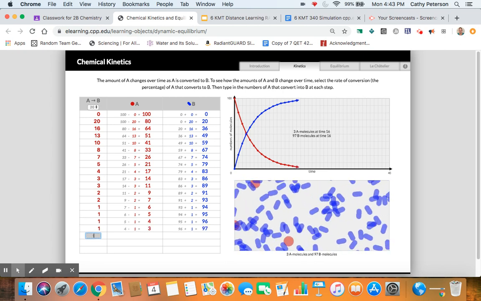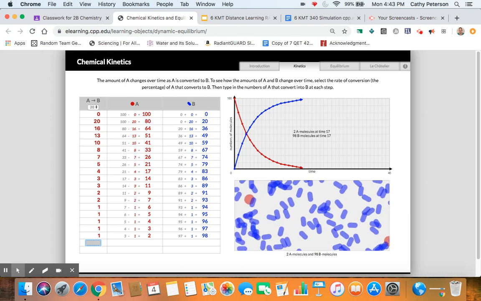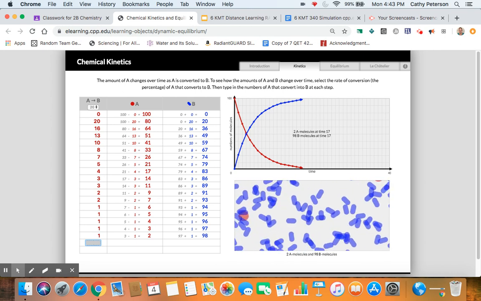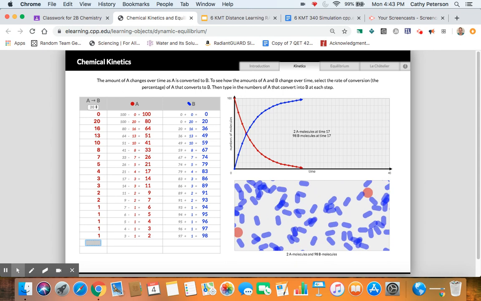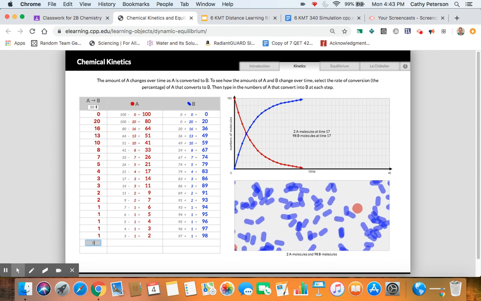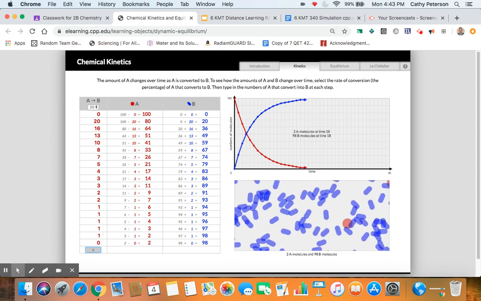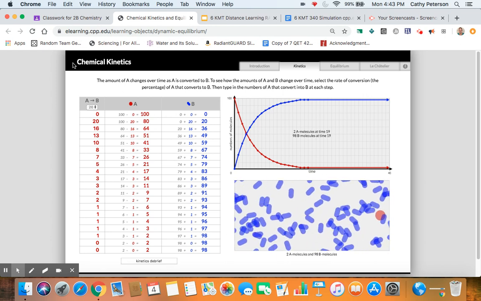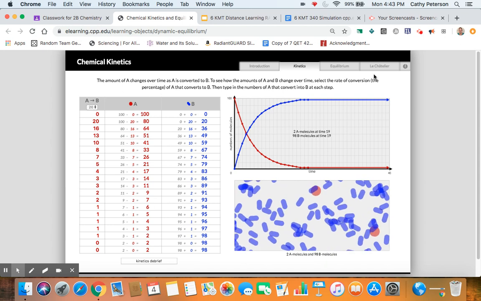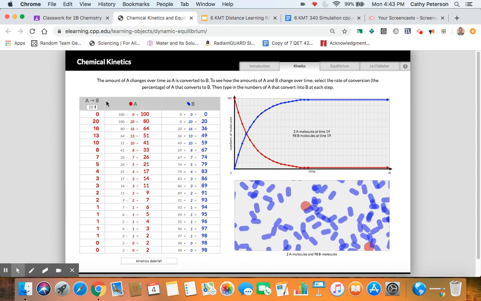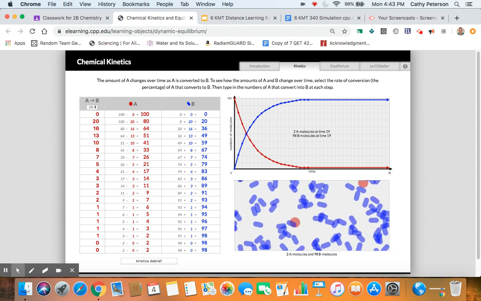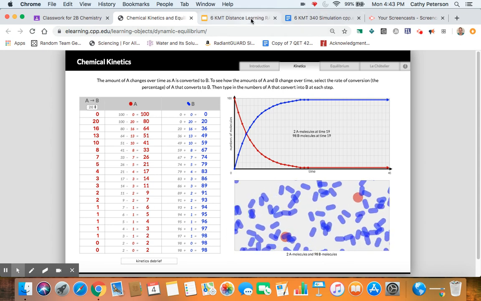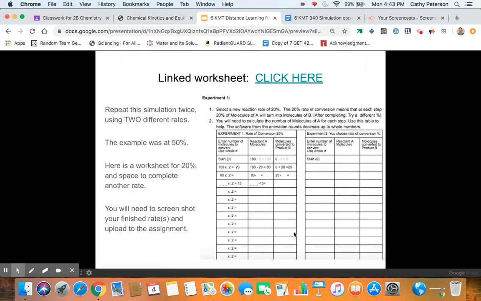Now 20% of 3 is less than 1, but I'll round it to the whole number. And 20% of 2 is actually 0.4, so I'm going to have to round it down. And again, when I get to 0, I get this kinetics debrief. You would take a screenshot of this one right here, and that would show me that you did the 20%. You want to go back and make sure you do a second experiment of your choosing and then upload both of those.